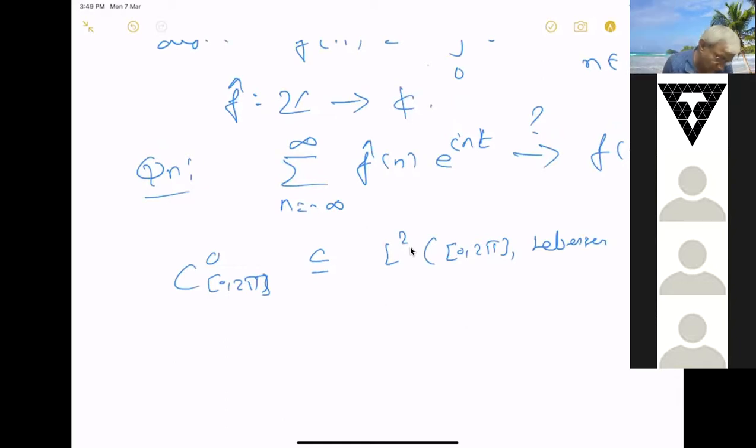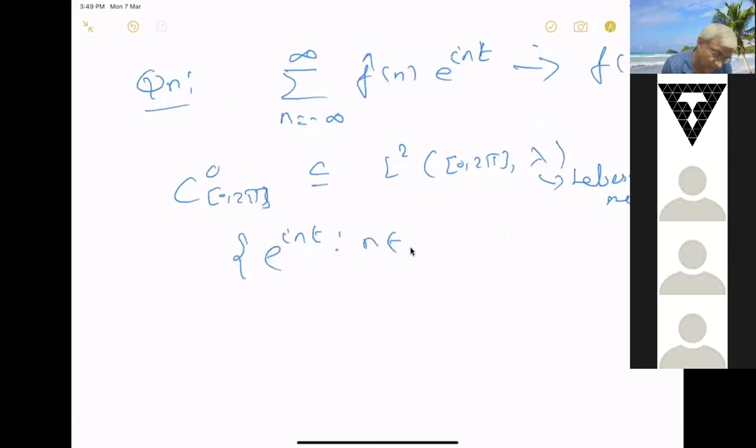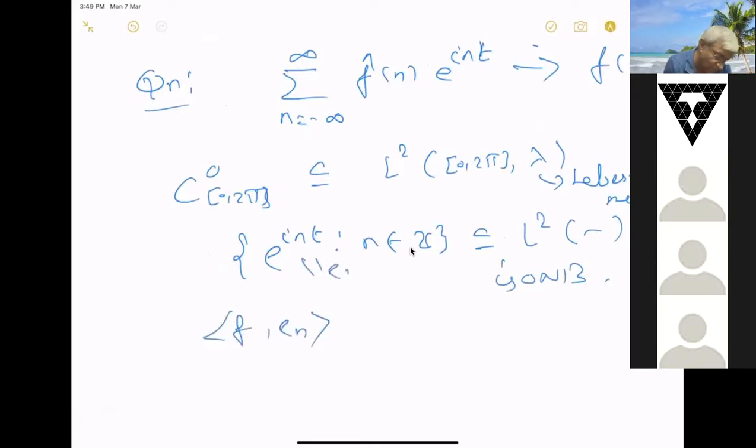So you can see that these functions e^{int}, n in Z, contained in L2, form an orthonormal basis. In any Hilbert space, if you take the inner product of f with En, you get a number, and you multiply that with En. Summing these, you will get back f.